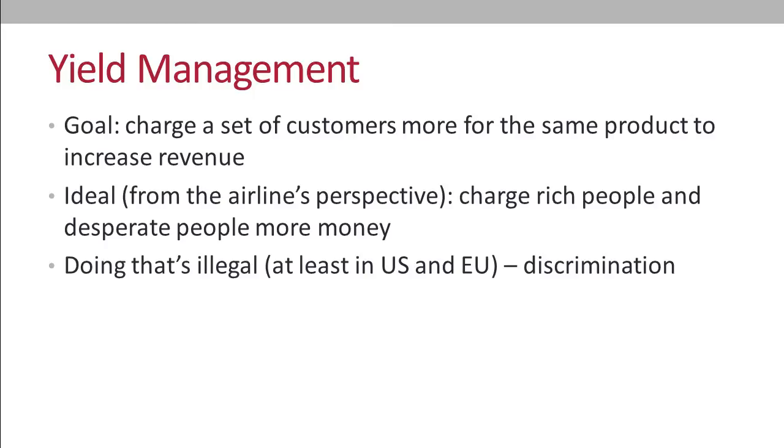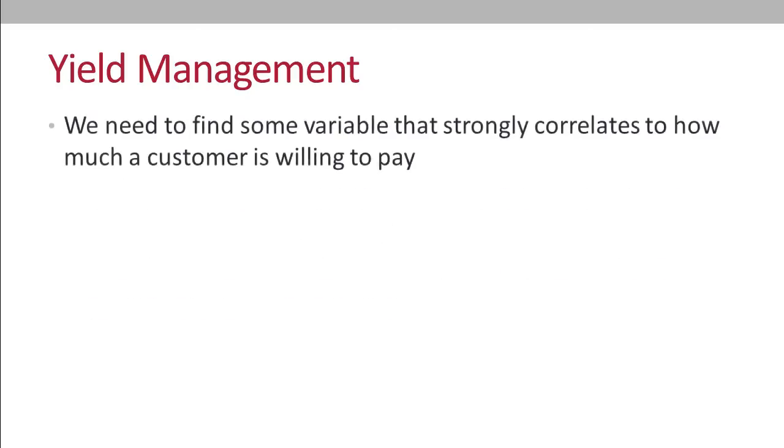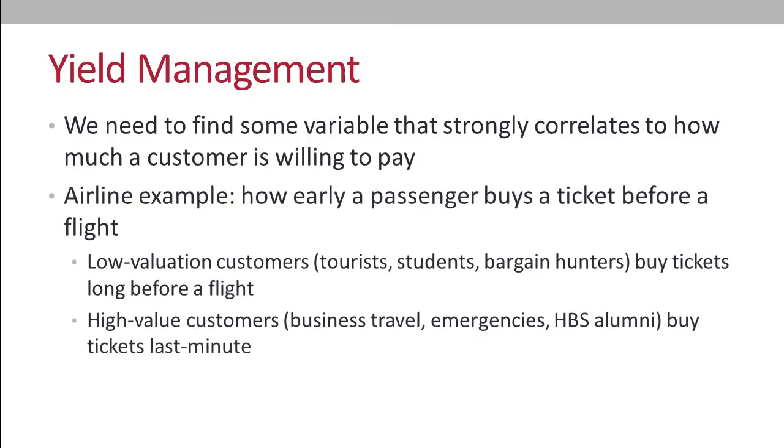It's considered discrimination. What's not illegal is using a price segmentation strategy called yield management. As long as we can identify a variable that's strongly correlated to how much a passenger is willing to pay, we can charge different prices based on this variable. In the case of an airline, our strongly correlated variable is how early a passenger buys a ticket. In other words, low valuation customers tend to purchase a ticket well before a flight, while high valuation passengers buy tickets at the last minute.